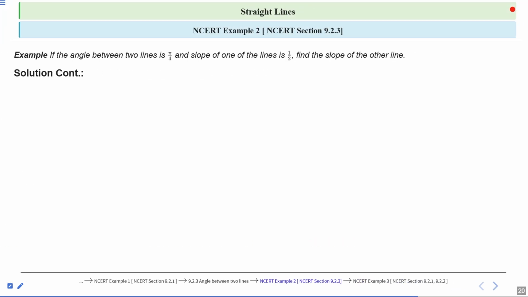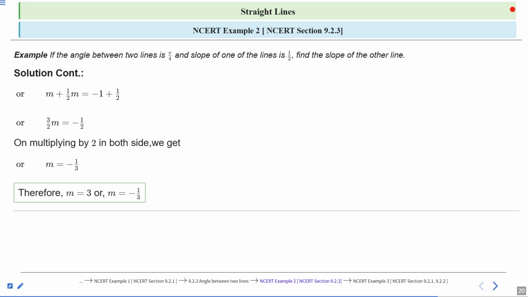So here the angle is pi by 4 and the slope of one of the lines is given as 1 by 2, and we have to find the slope of the other line. This is our target. So from that equation, we obtain m plus 1 by 2 times m is equal to minus 1 plus 1 by 2. After calculating, you will get 3 over 2 times m is equal to minus 1 by 2. And multiplying by 2 on both sides, we get m equal to minus 1 by 3.